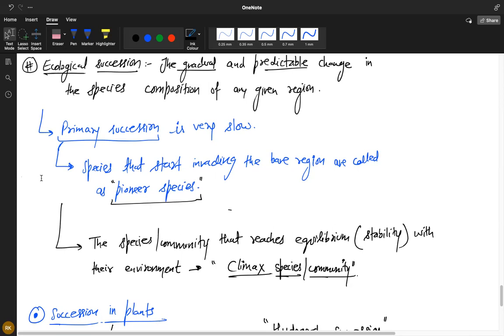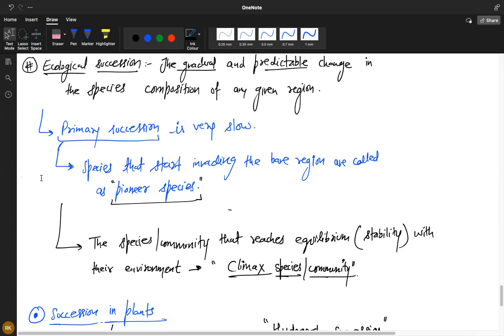And now they start finding an optimum environment and they start growing. So a place which was lifeless now starts having life. And that's called primary succession, but it's very, very slow. And the species that start invading that bare region for the first time are called the pioneer species.